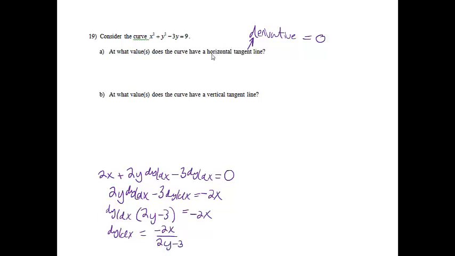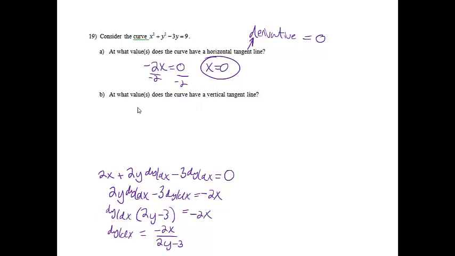Okay, remember we wanted to find out for this part A, when will the derivative equal 0? Well, the derivative will equal 0 when the numerator is equal to 0. So I'm just going to take the numerator and set it equal to 0. And if I divide both sides by negative 2, that will happen when x equals 0. And you do not need to find the actual point, it just says a value. So when x equals 0, we will have a horizontal tangent line.